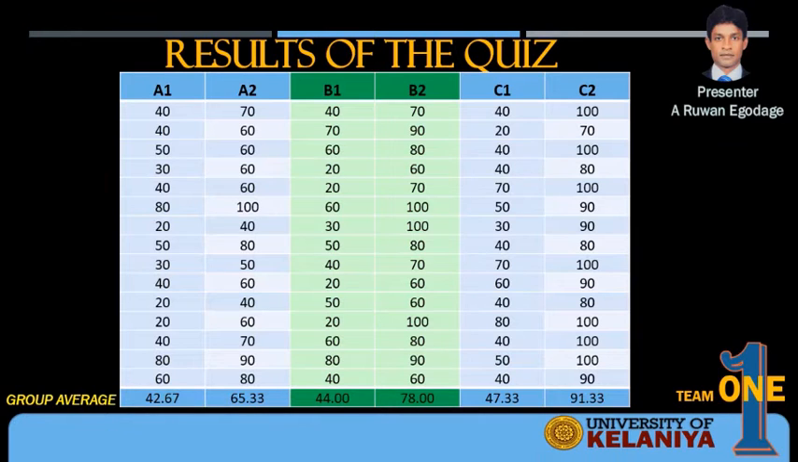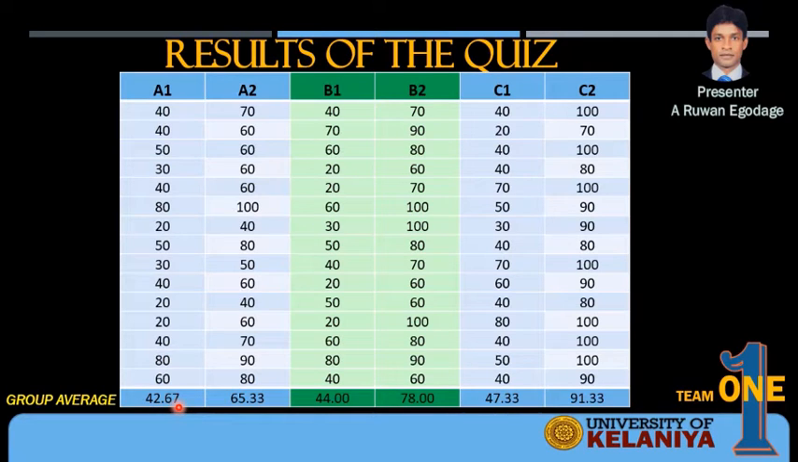Alright, let me start with the results of the quiz. Here are the Group A results. Here are the Group B results and the C results. When you take A1, that means the pre-activity result of each student is given here, and all 15 students' results are here. What we had to do is add up all these 15 values and divide by 15 to take the average. The average is 42.67.